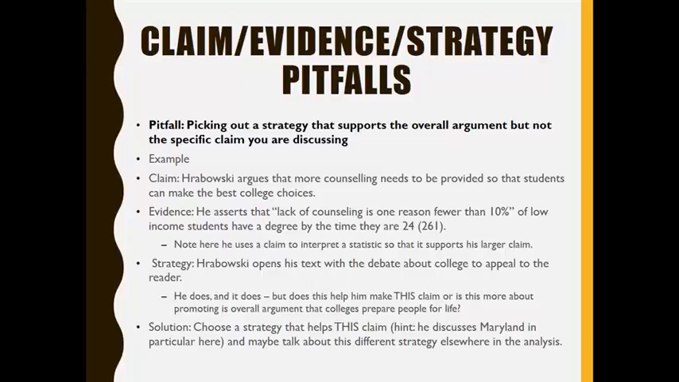The solution here would be to choose a strategy that is connected to this particular claim. As a hint, he discusses Maryland in particular here, and he's writing in the Baltimore Sun to people in Maryland. So that would make sense to talk about. Alternatively, if this strategy doesn't make sense in that particular paragraph, maybe it would make sense in a different paragraph. Or maybe you'll just need to leave it out of this particular essay.